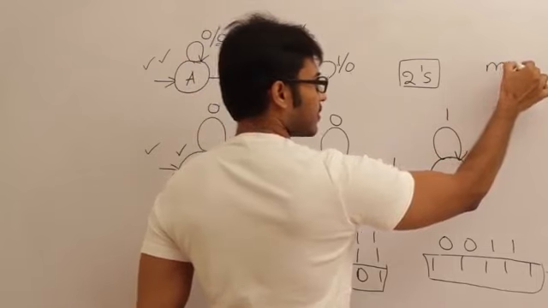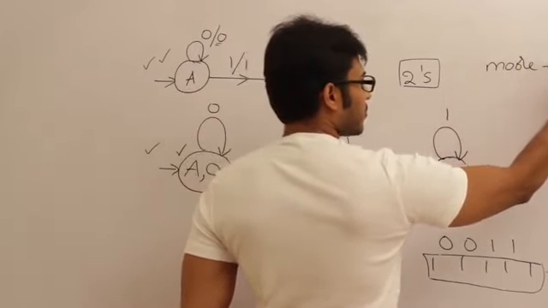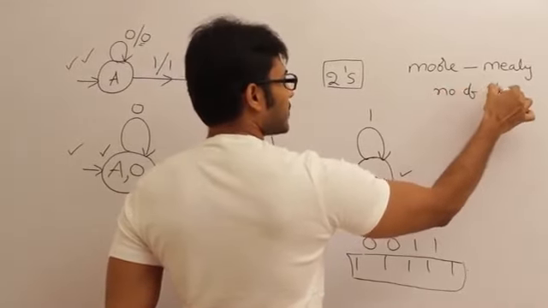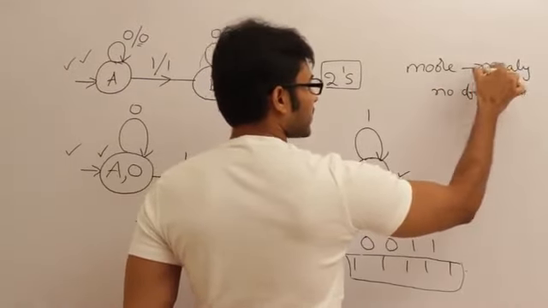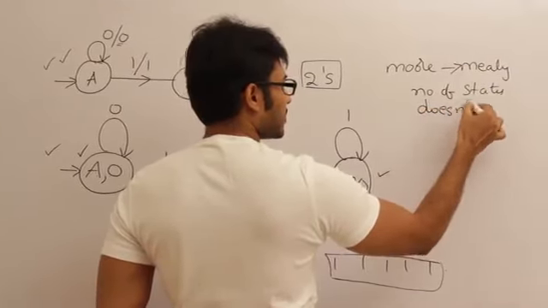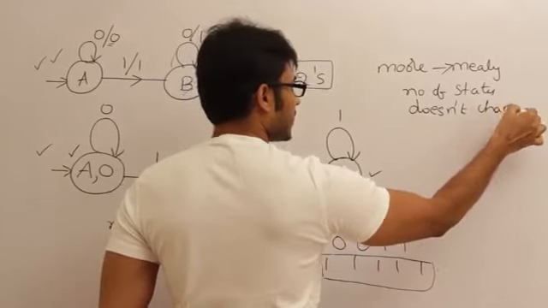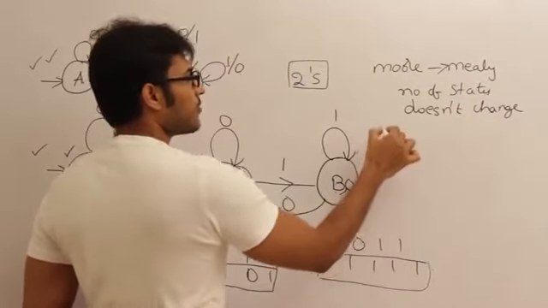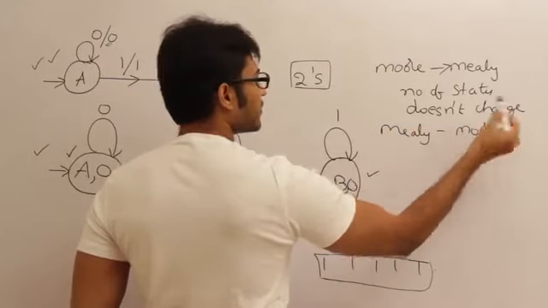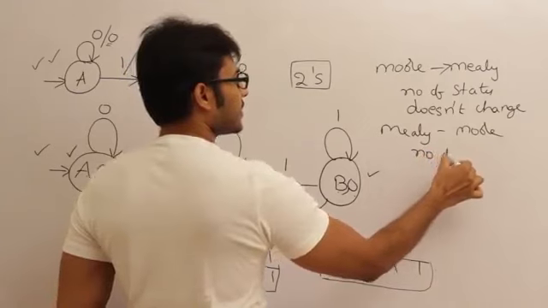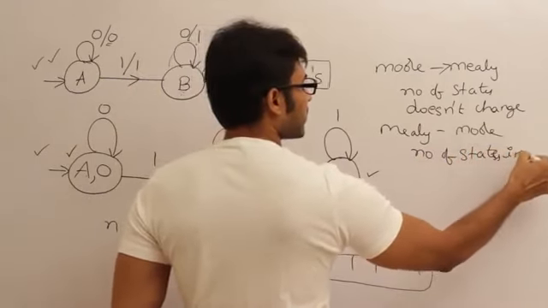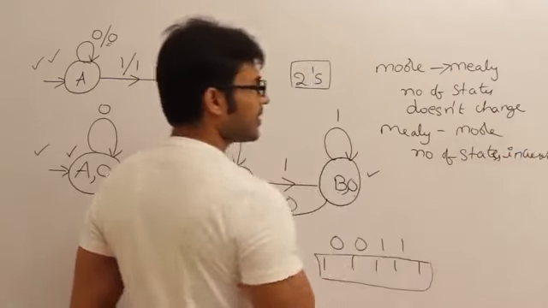One point worth noting is when we are constructing or converting Moore machine to Mealy machine, the number of states doesn't change. Number of states didn't change when we are converting Moore machine to Mealy machine. But when I am converting Mealy machine to Moore machine, number of states increased. Okay, and how much it increased?